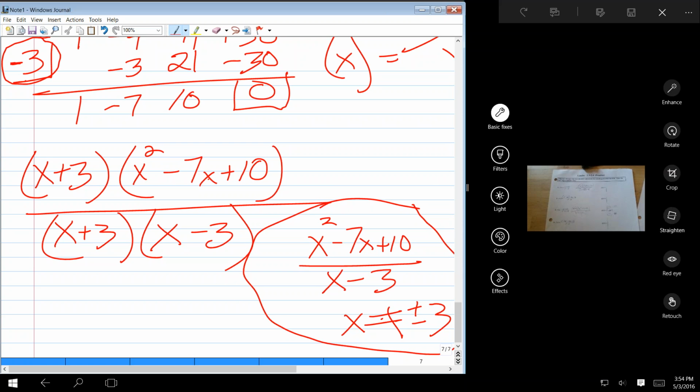But that's the answer. X can never be plus or minus 3, and when it's not ever plus or minus 3, it's this. Okay.